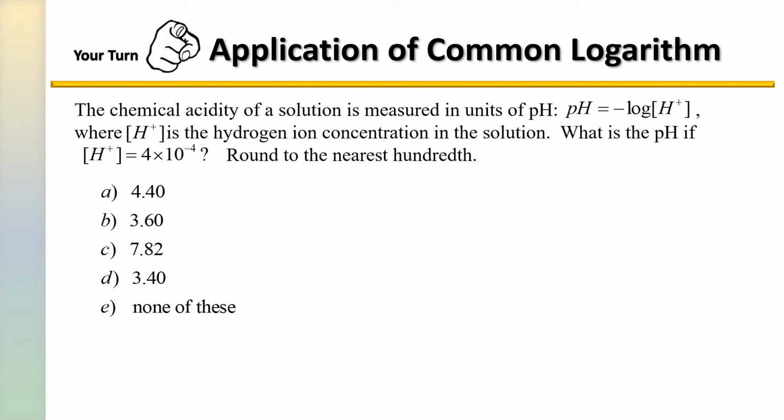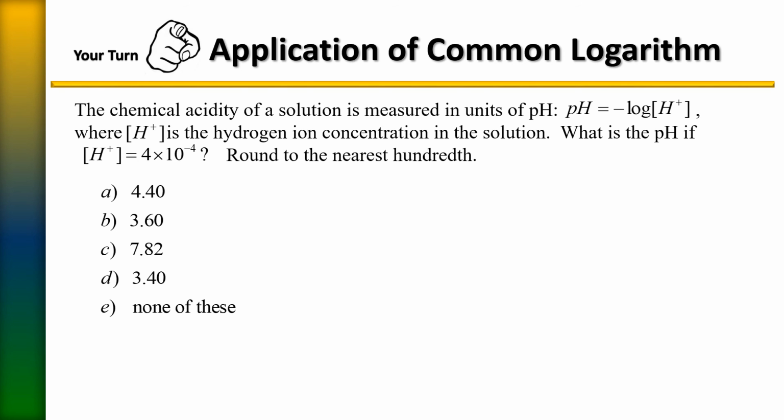Okay, so I want to see how you do on your own. This is what it would look like on a test. Go ahead and see if you can find the pH of this hydrogen ion concentration. Plug it in, negative log of 4 times 10 to the negative 4, and see if it's A, B, C, D, or none of these.